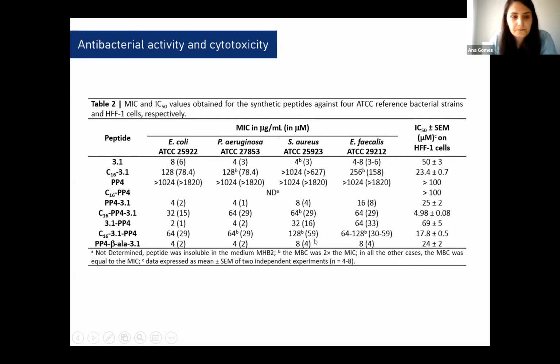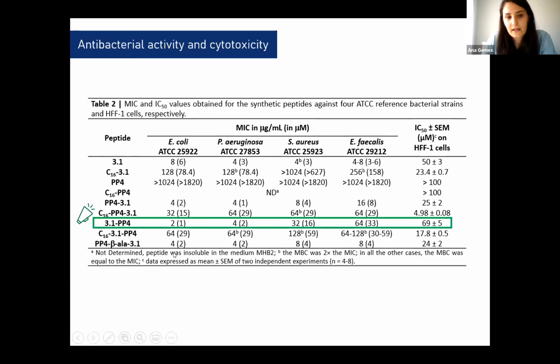antibacterial activity. Regarding the chimeric peptides, they are also as active as the reference peptide 3.1, being slightly more active against gram-negative bacteria. The palmitoylated form of the chimeric peptides also leads to an increase in toxicity and decrease in antibacterial activity. The introduction of the beta-alanine spacer in the chimeric peptide didn't significantly affect the antibacterial activity.